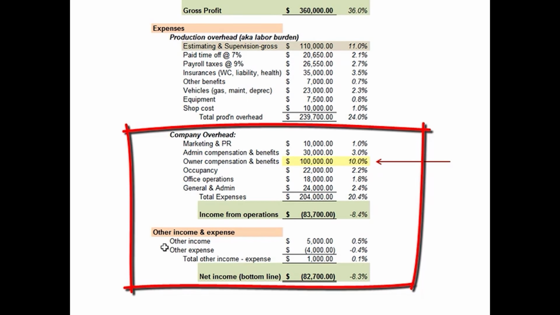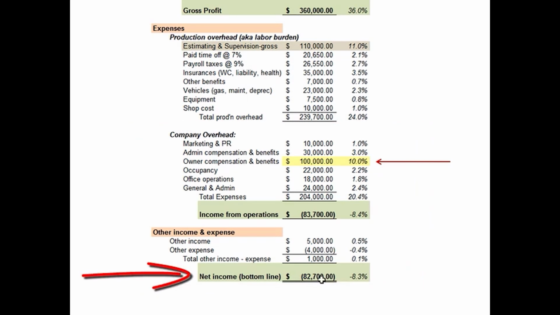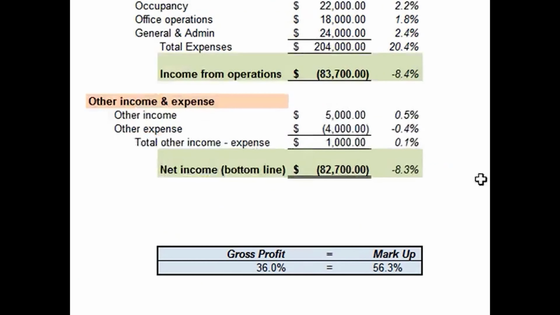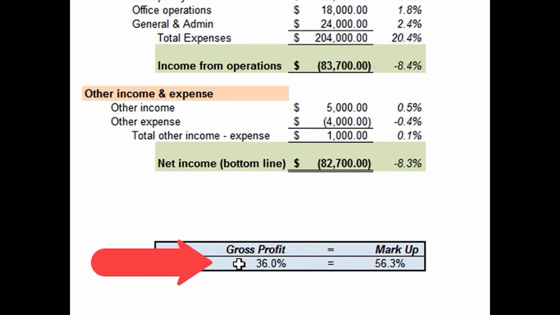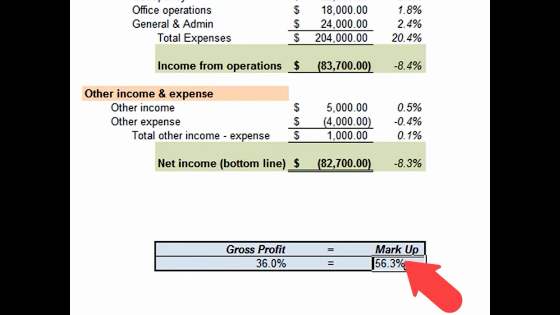Well, if your eye has gone to the bottom line, what you're seeing is no, there is not 10% down here. There's actually a negative $82,700 or 8.3%. I've put a calculation down here for this particular gross profit of 36%. What we've had to do is take our costs of $640,000 and mark them up by 56.3%.